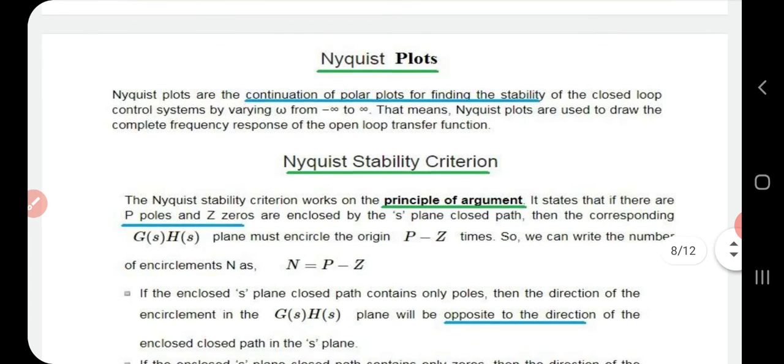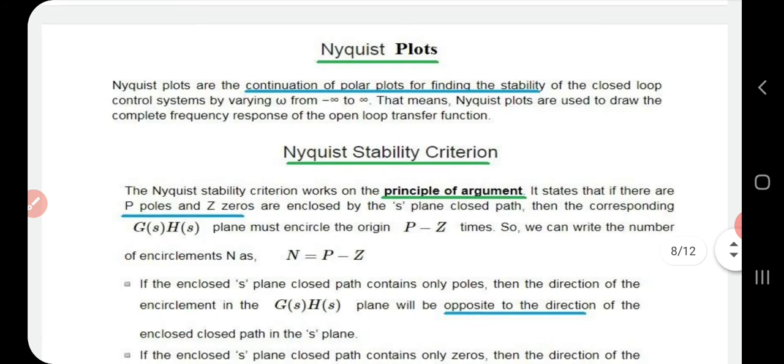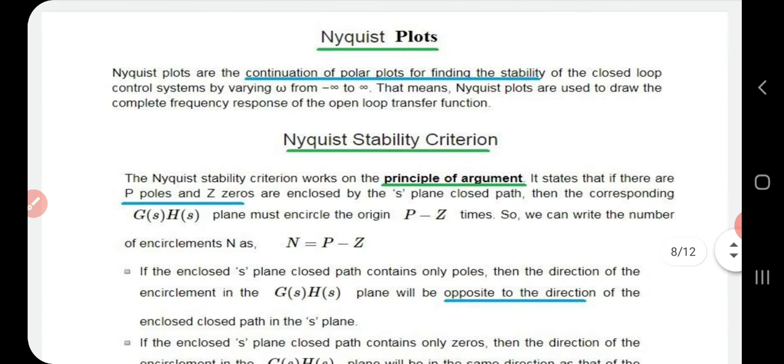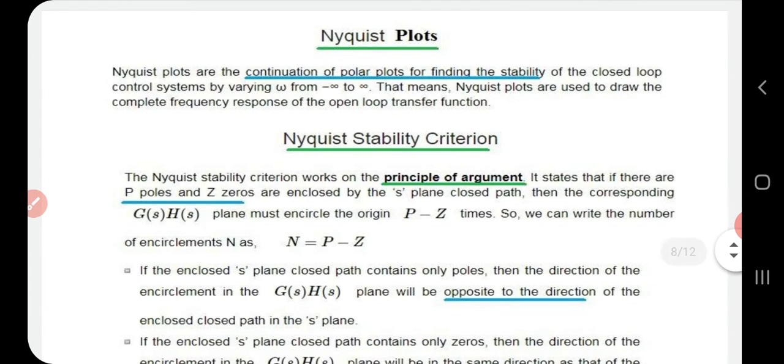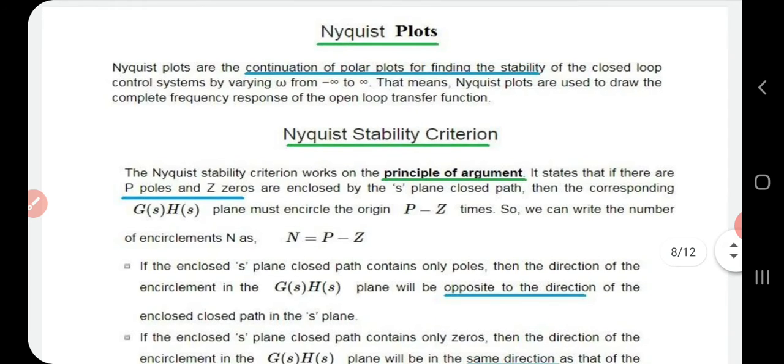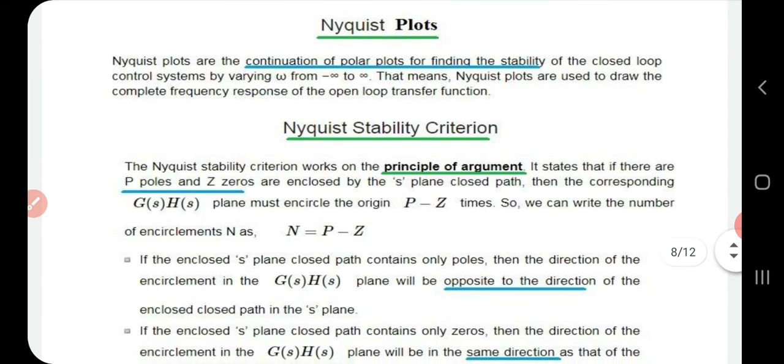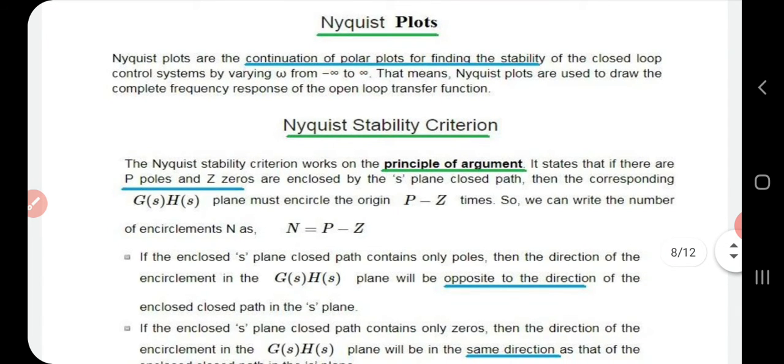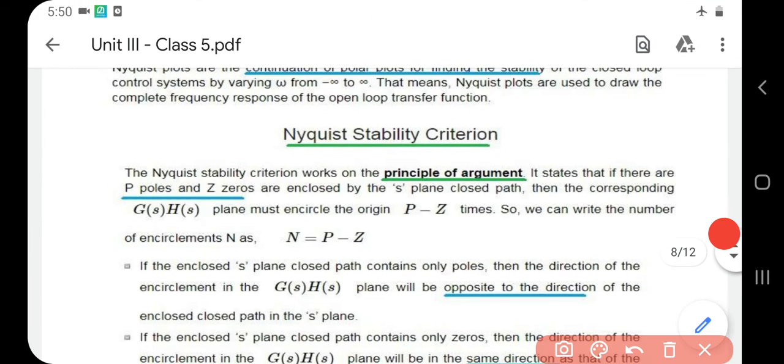They are the continuation of polar plots for finding the stability of the closed loop control system by varying frequency omega from minus infinity to plus infinity. This means that Nyquist plots are used to draw the complete frequency response of the open loop transfer function. What is Nyquist stability criterion?